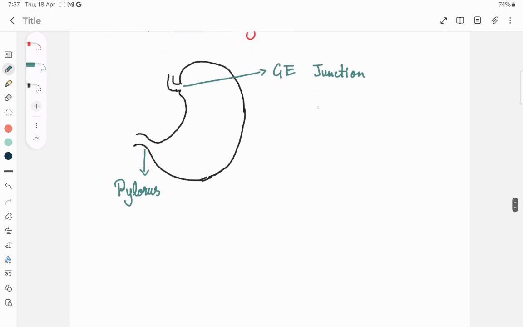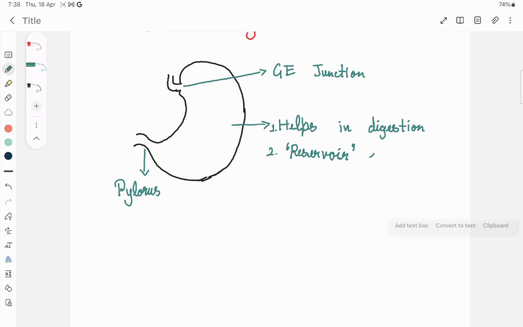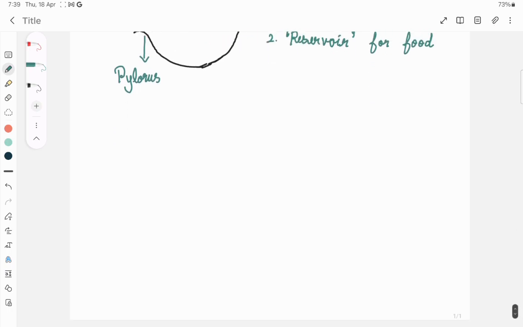The function is to start the digestion of food. So what is the function? It helps in digestion. That is the most important function of stomach. It starts the digestive activity of the GI system. It's actually started in the mouth itself, which maxes out in the small intestine. Also, it acts as a reservoir for food. Anyways, that is physiology.